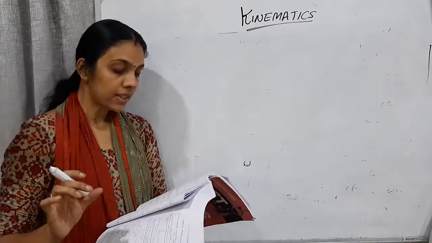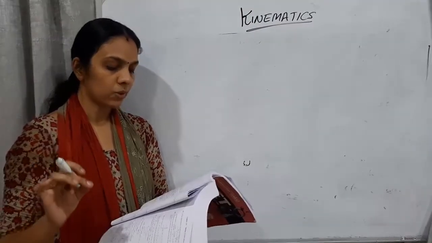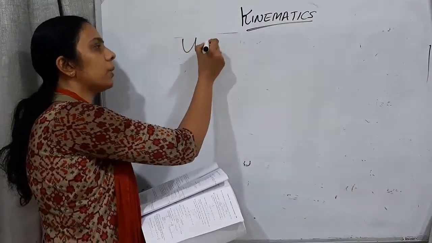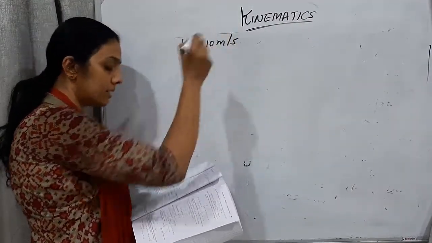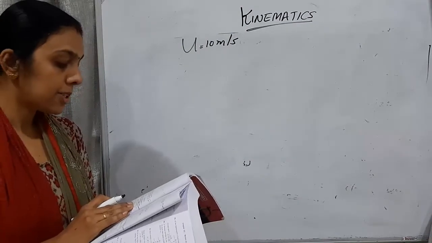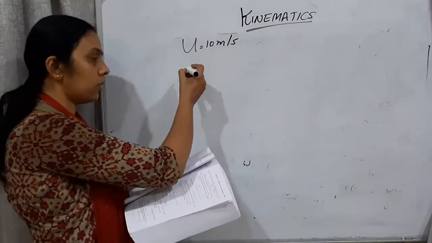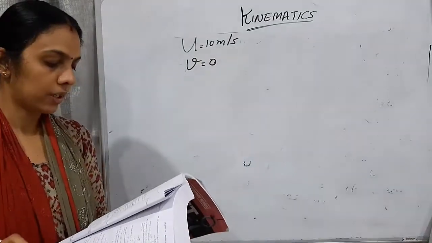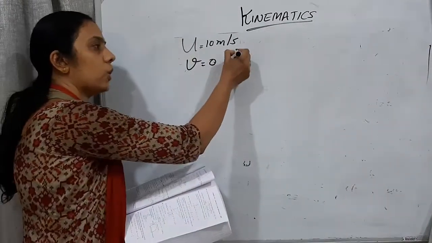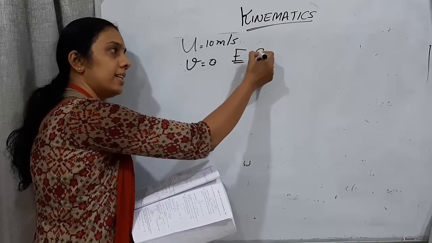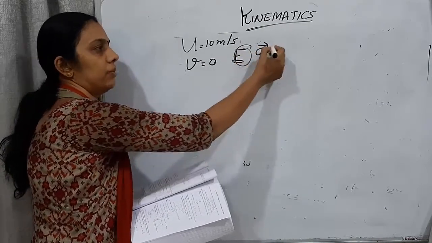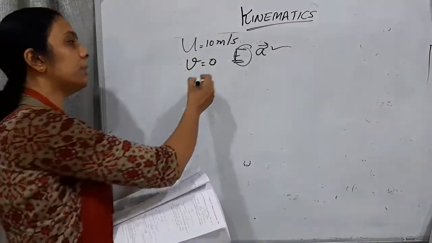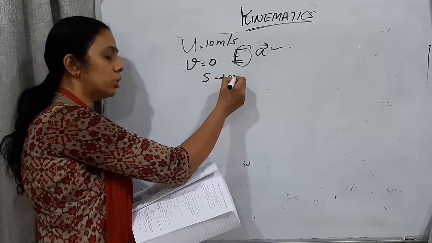So the question says, a car moving with a velocity of 10 meter per second. So initial velocity is given as 10 meter per second, and it can be stopped by the application of a constant force. So final velocity is becoming 0 when we are applying a constant force F. That means it is under constant acceleration, we can say, right? Then it's covering a distance of 20 meter. So S is equal to 20 meter.